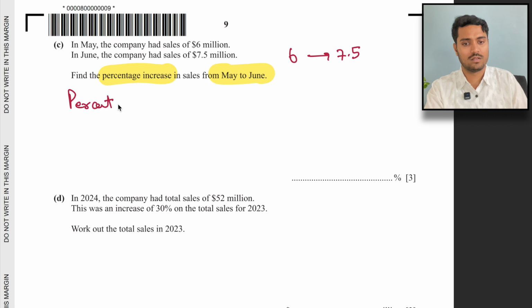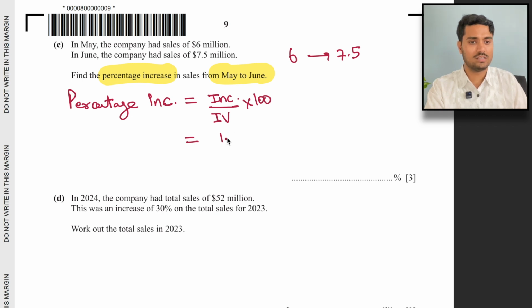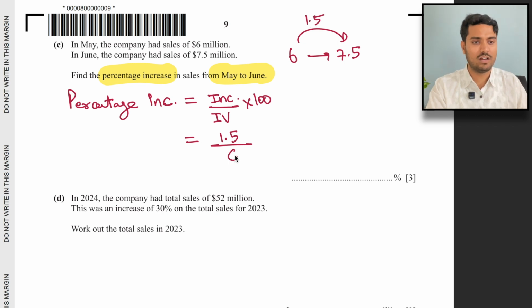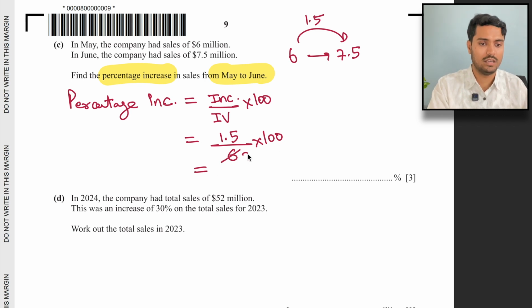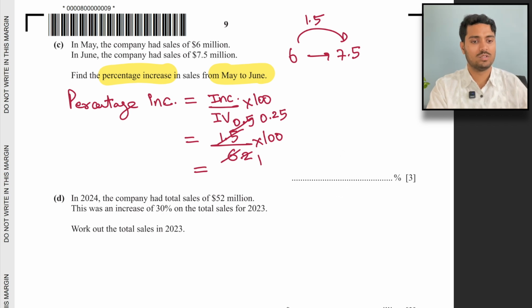So we can write percentage increase is equal to increase upon initial value multiplied by 100. So increase is 1.5. From 6 to 7.5, there is an increase of 1.5 divided by initial value, that is 6, multiplied by 100. So 3 2s are 6, 3 5s are 15, 0.5, and 2 1s are 2. This is going to be 0.25. 0.25 into 100, 25%. So 25% is the answer.